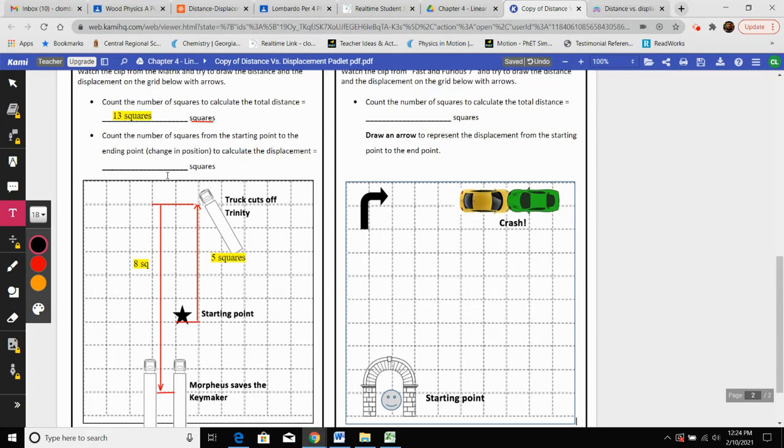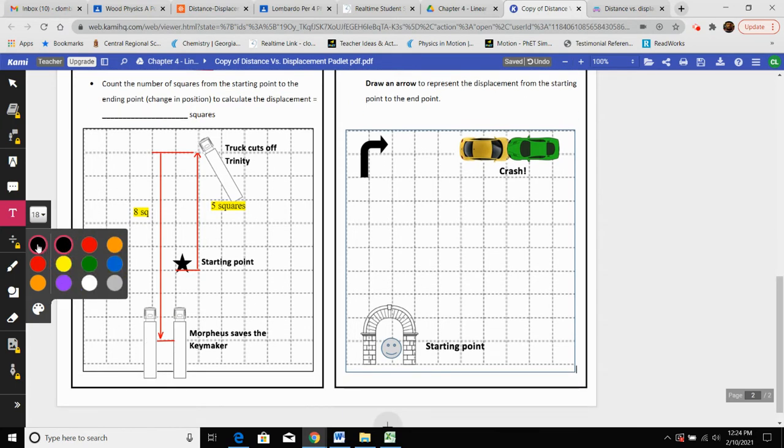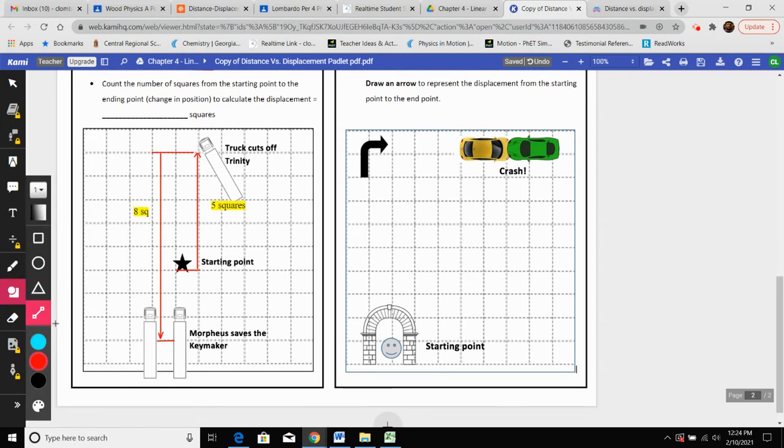Now the displacement. Change in position. How far you are from where you started. So we finished, all right, we finished down here.